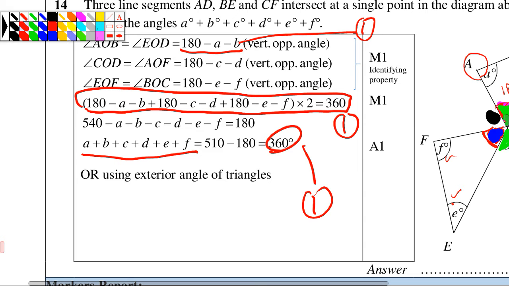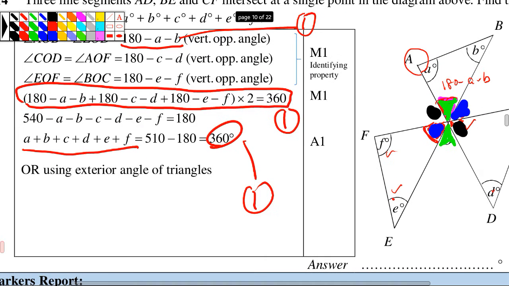Last year the marker is lenient. If you write 360 divided by 6, you are telling me one blue angle is 60 degrees. Not necessary. Because this and this is not A. What you are thinking is this. You are thinking of the circle. This is A, how are you going to say this is A?